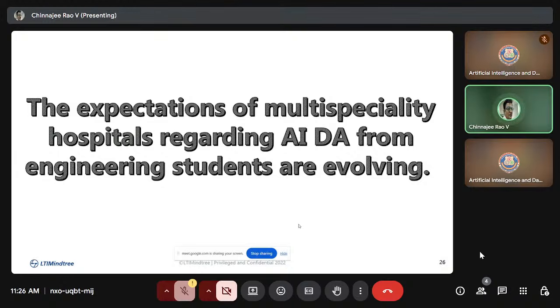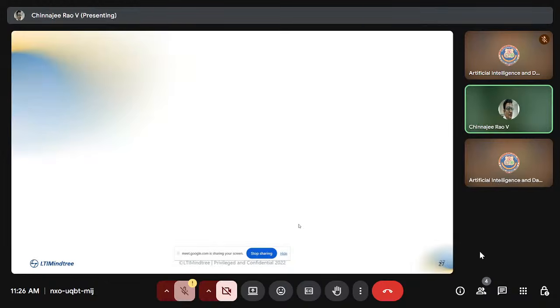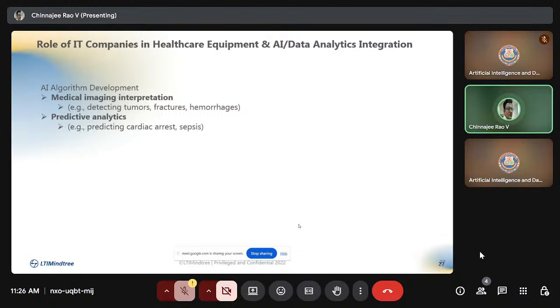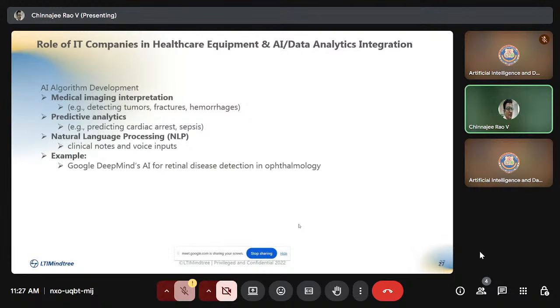Now the expectations of multi-specialty hospitals with respect to AIDA students. First, AI algorithm development. Then medical imaging and interpretation, for example detecting tumors, fractures or hemorrhages. Then predictive analysis, for example predicting a cardiac arrest. Then NLP, natural language processing, on clinical notes and voice inputs: they take the doctor's voice inputs and clinical notes and generate reports from them. For example, Google DeepMind's AI for retinal disease detection in ophthalmology.